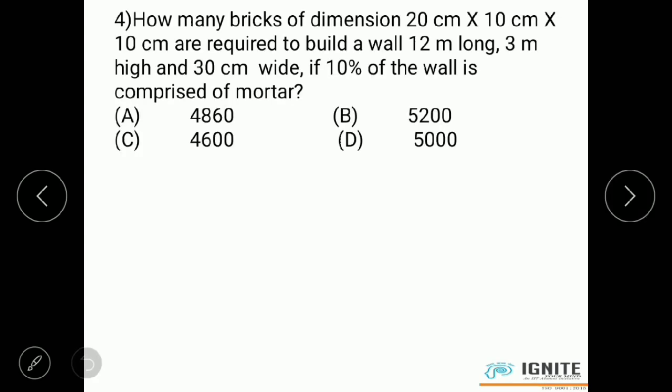Next, fourth question. How many bricks of dimensions 20 cm, 10 cm and 10 cm are required to build a wall 12 meter long, 3 meter high and 30 centimeter wide, if 10% of the wall is comprised of mortar?